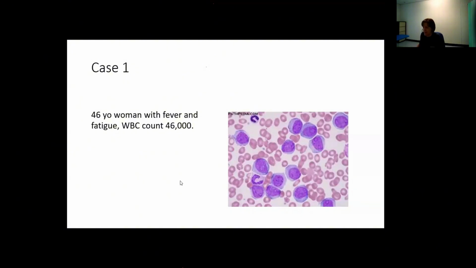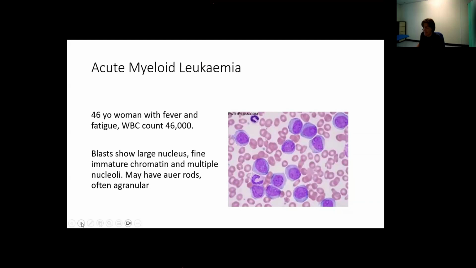Oh, it's not forwarding. So this is acute myeloid leukemia. Apologies, I'm just going to, that's it. And the reason for that is that you've got lots of these blasts. It doesn't project terribly well. It's a little bit faint, but you may have to take my word for it.